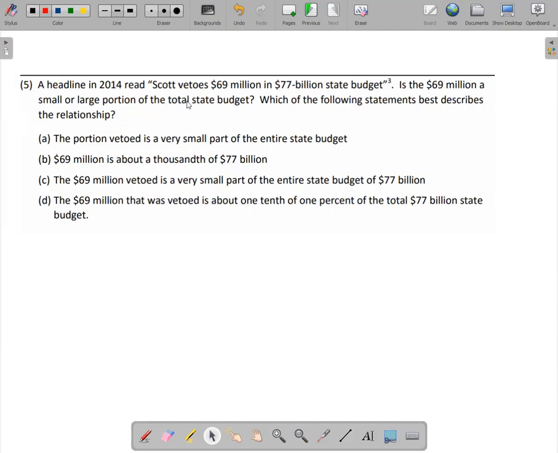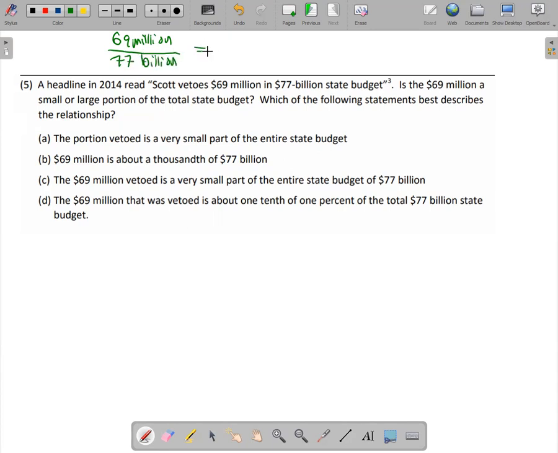Now, when somebody says, is that a large or a small portion? I think back to being a kid and whether I get a bigger slice of pie than my brother, right? Sibling rivalry. And usually I might say, hey, no fair, his is like twice as big as mine, or mine's half the size of his. When we make that comparison, it's a comparison by division. My size divided by his or vice versa. So what I want to do is divide these numbers to figure it out. So I'm going to take the smaller number, the 69 million, and I'm going to divide it by the 77 billion.